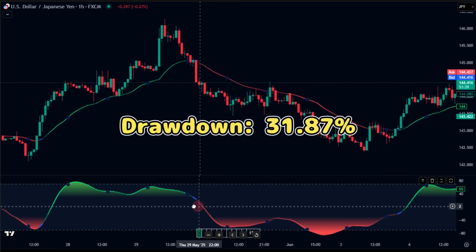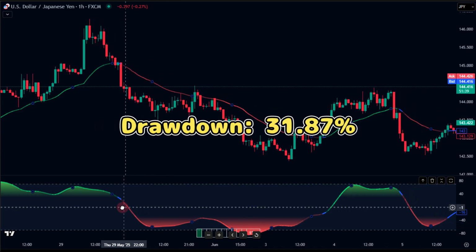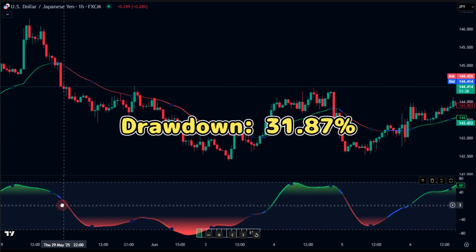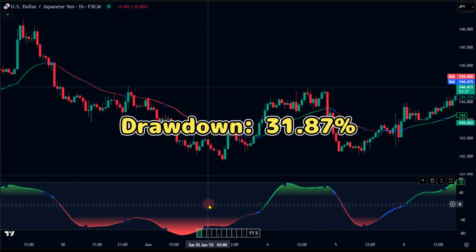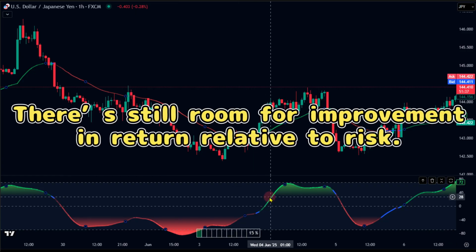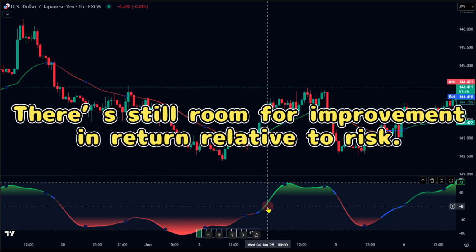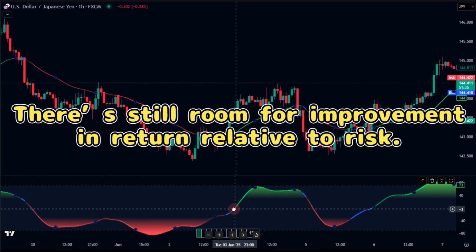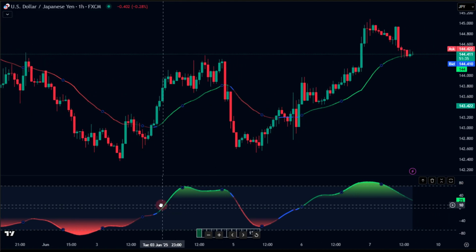The maximum drawdown of 31.87% is rather high. Reviewing capital management rules and adjusting stop-loss criteria are recommended. Both the Sharpe ratio and Sortino ratio remain at low levels, indicating room for improvement in risk-adjusted returns.